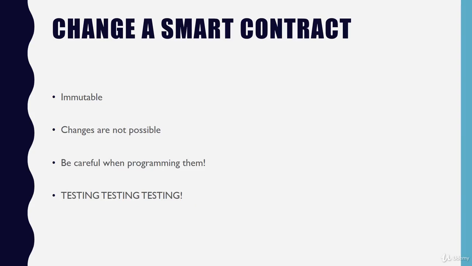Once the contract is deployed, how can we change the smart contract? The blockchain is immutable. That means once the data is deployed, you cannot change it. That means once the smart contract is deployed, you cannot change the smart contract. So we have to be very careful when we program them. That means we have to do a lot of testing and then even more testing. We will talk about the workflow a little bit later. But for now, take away: once you deploy the smart contract, you cannot change it.